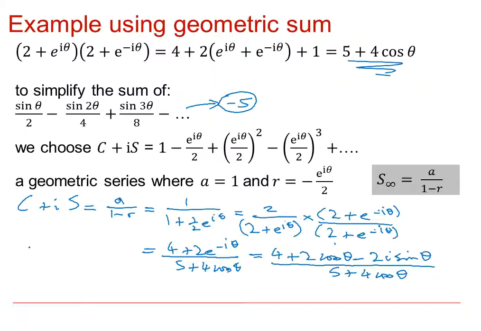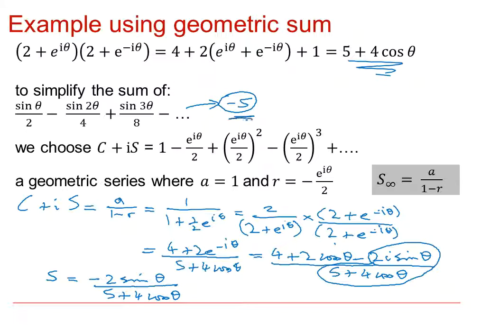So now we can pick out S. So S is the imaginary part of this. So we're focusing on the imaginary part of this answer. So picking out S, we get minus 2 sine theta over 5 plus 4 cos theta. But we needed to find the negative of S. So minus S must be plus 2 sine theta over 5 plus 4 cos theta. That is the summation required.